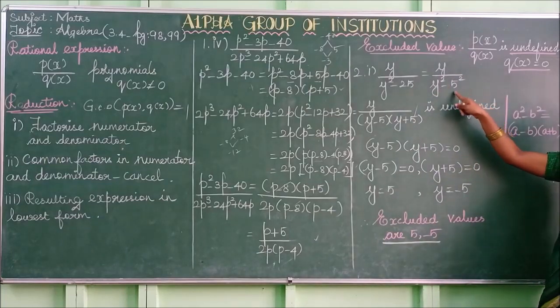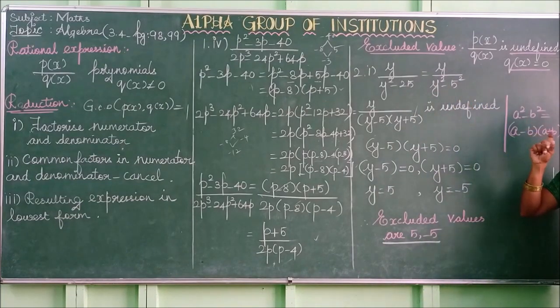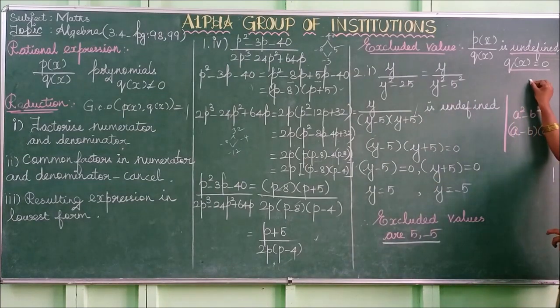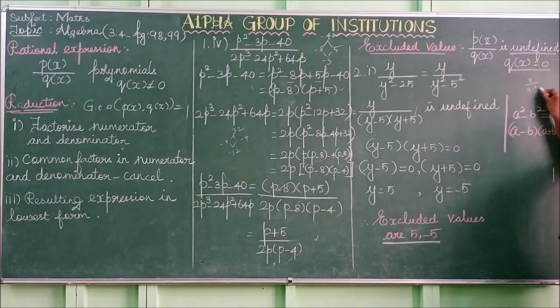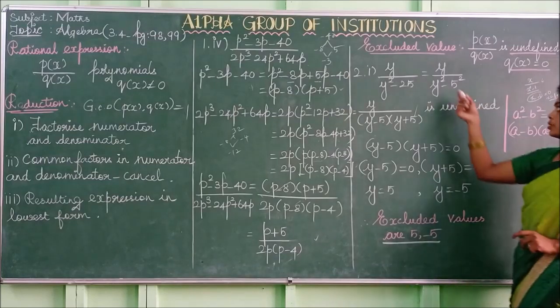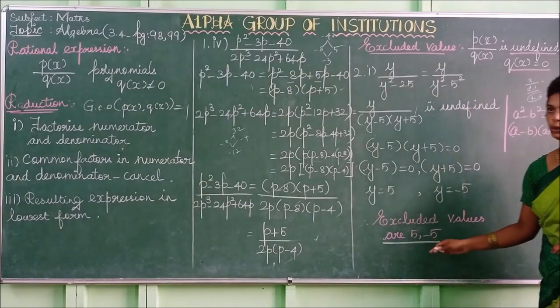If the denominator contains only degree power 1, you get 1 solution only. For example, if they give x divided by x minus 1, you have to write that the condition is undefined, and the denominator value x minus 1 is equal to 0. This minus 1 comes to that side, it is a positive value. Here the degree is 1, so you get only one solution. In this question the degree is 2, so you get 2 solutions.